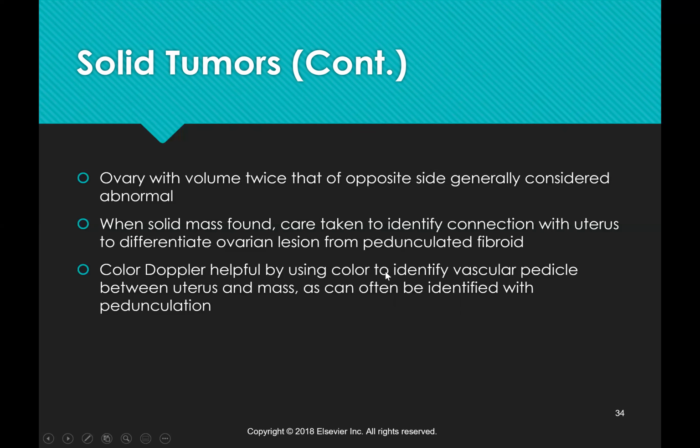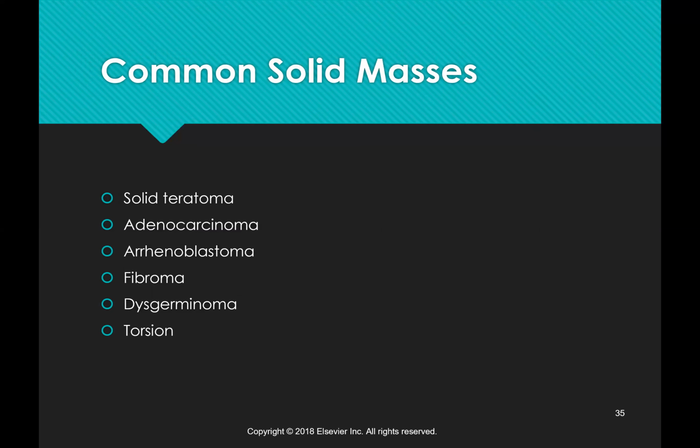Color Doppler can be helpful by using color to identify a vascular pedicle between the uterus and the mass, as can be identified with pedunculation. So one thing that you could do is put color on, and most of the time the stalk, the pedicle where the uterus is connecting with the mass, is going to light up with color, and that'll help identify that yes, this could be more of a pedunculated fibroid than an ovarian mass. These are other common solid masses that we will address later.